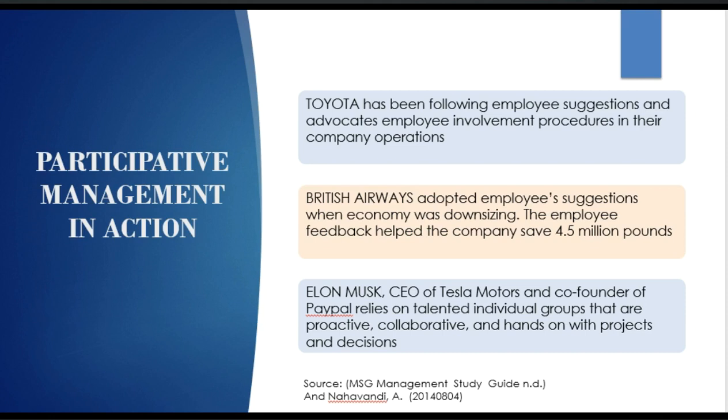British Airways is another example. They adopted employee suggestions when the economy was downsizing. The employees' feedback helped the company save £4.5 million since the implementation of the suggestions. Elon Musk is not a company, but an international leading role model that realizes the need to include employees in the growing success of his companies. He relies on talented individual groups that are proactive, collaborative, and hands-on with projects and decisions.